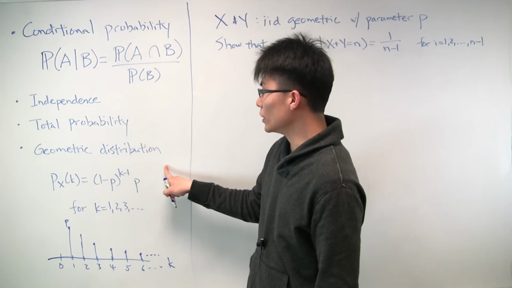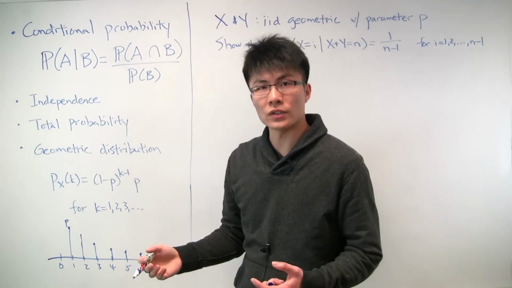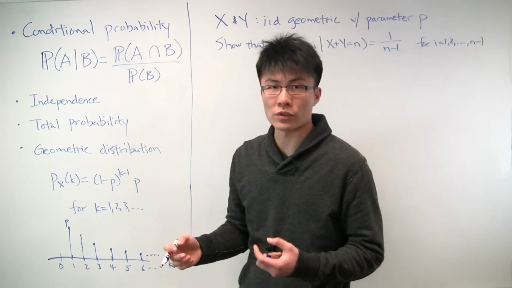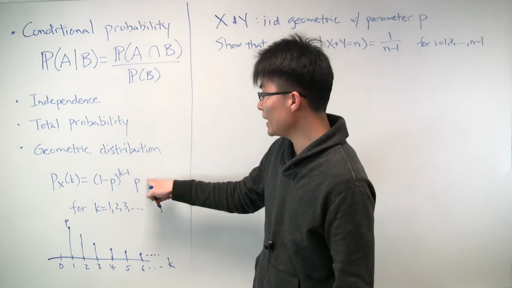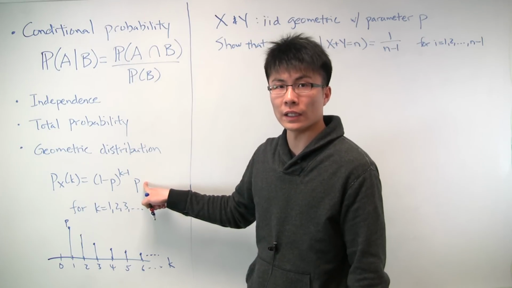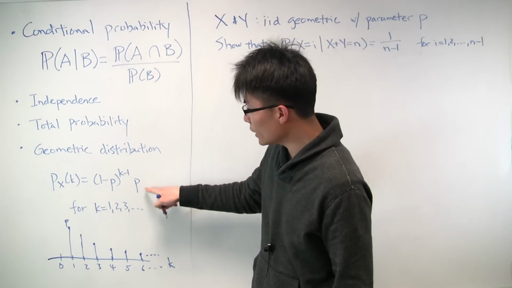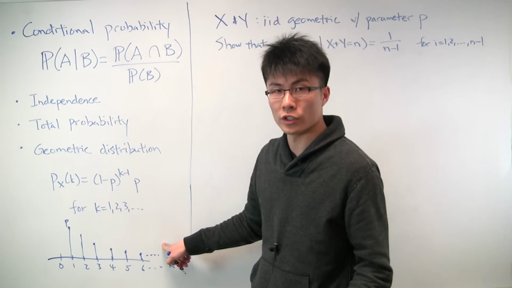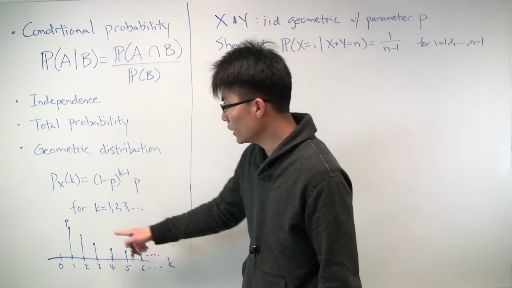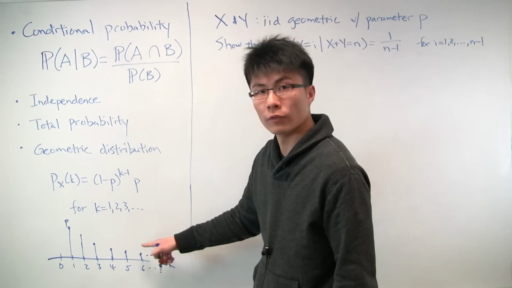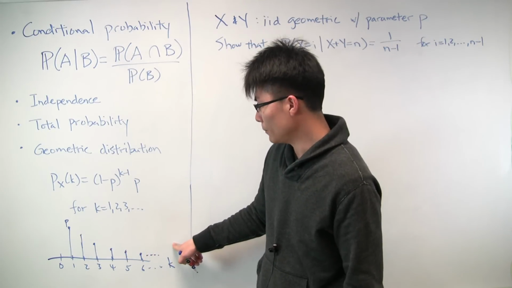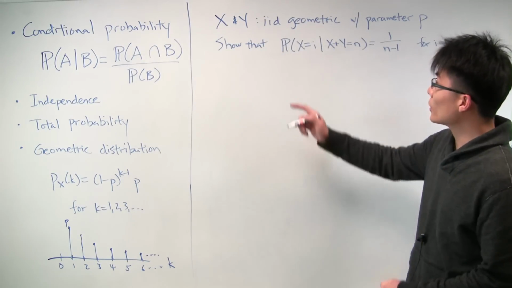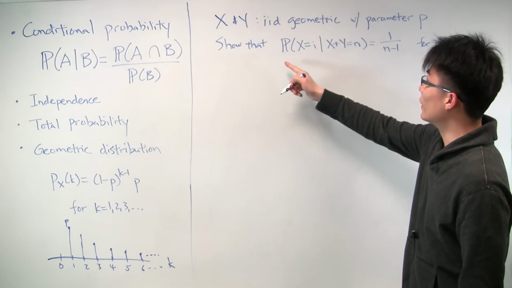And also, the geometric distribution, you can think of it as the number of coin flips you need until you get your first heads, where P is the probability of getting heads on any given coin flip. And so this is a plot of what the PMF looks like for a generic geometric distribution. You can see that it falls off geometrically as the number of trials increases. Okay, so let's now go back to the problem that we have to deal with.